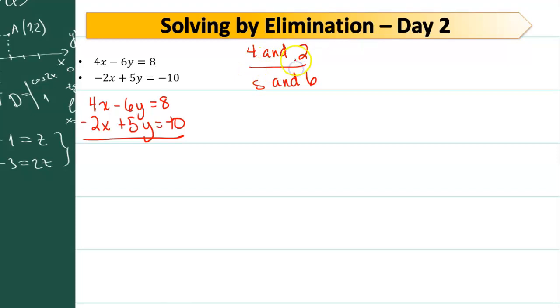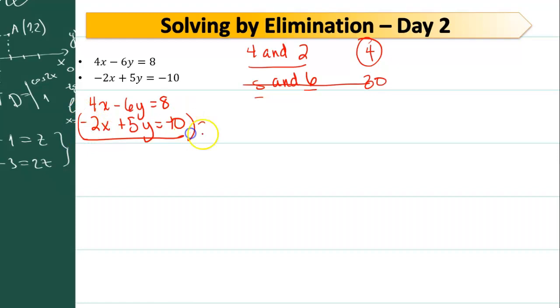Well, I noticed right away that a common multiple of 4 and 2 is equal to 4 because 2 times 2 makes 4 and 4 times 1 makes 4. I would have to use much larger numbers for 5 and 6. I would have to go all the way up to 30 because 5 times 6 makes 30 and 6 times 5 makes 30. So let's not eliminate our y's, let's eliminate our x's. I want both of these to be the common multiple, and so that needs to become a 4.